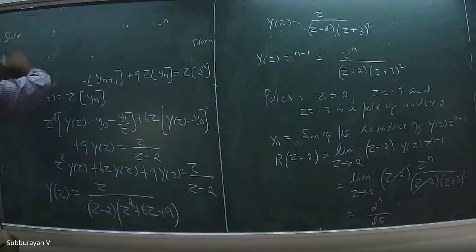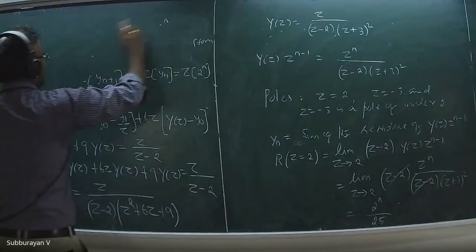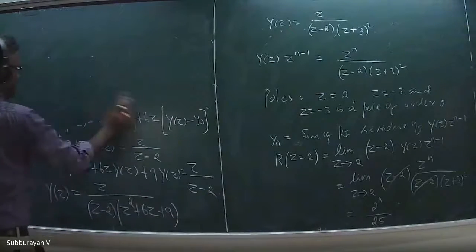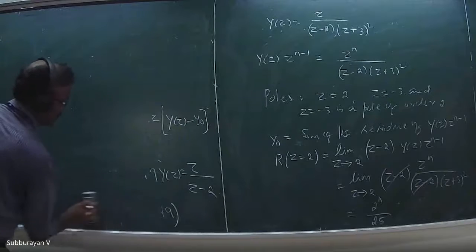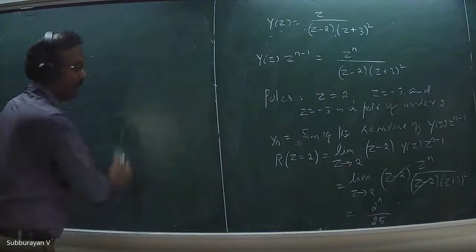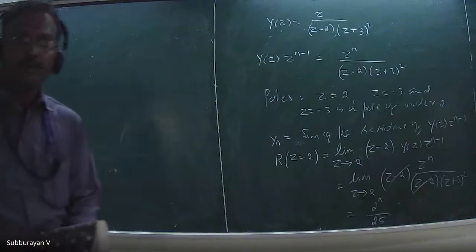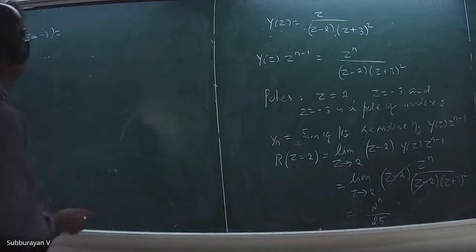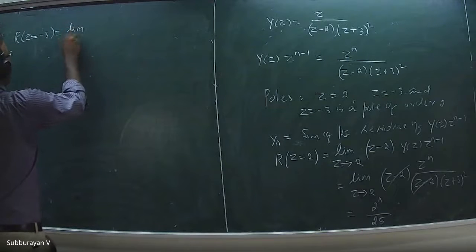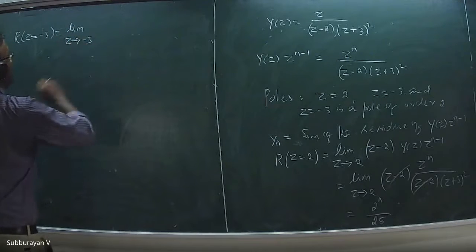Now z equal to minus 3. Next we have to calculate the residue at z equal to minus 3. But z equal to minus 3 is a double pole, okay, it is a double pole. Therefore, here limit z tends to minus 3, with 1 by 1 factorial.